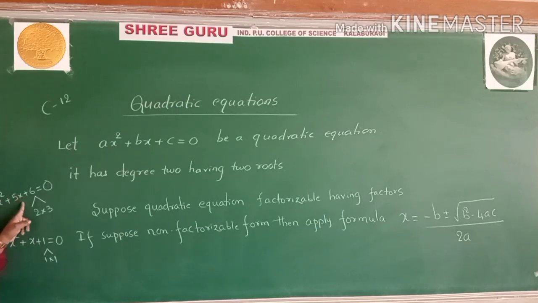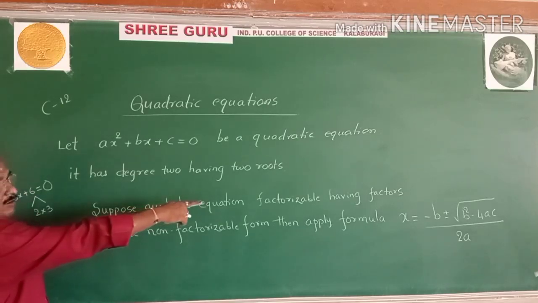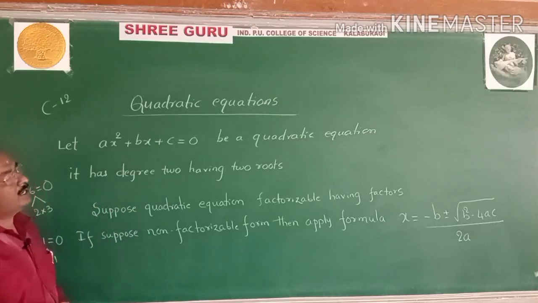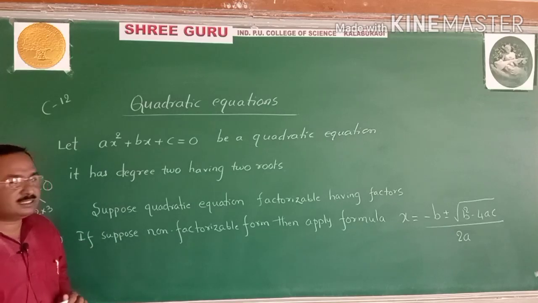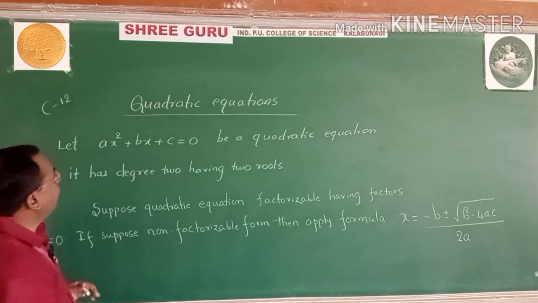This is factorizable, x plus 2, x plus 3 form. This is factorizable form, factorize. This is non-factorizable form. Yes, non-factorizable form, apply that formula x is equal to minus b plus or minus square root of b square minus 4ac divided by 2a, that formula.